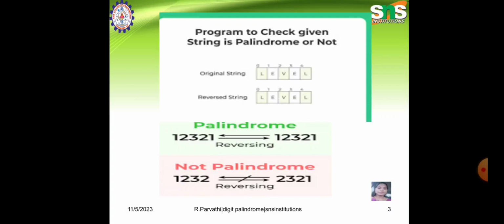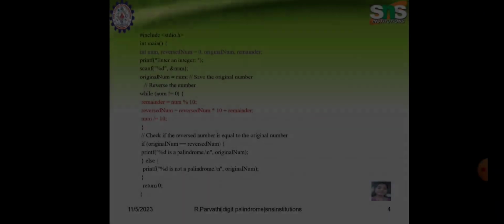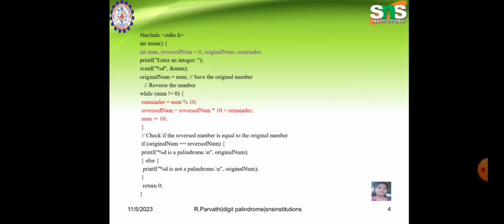For example, we will give 1 2 3 2 1. The reversed string of 1 2 3 2 1 is 1 2 3 2 1, so it is the same as the original digit, so it is called a digit palindrome. Another example is 1 2 3 2. The reversed digit of 1 2 3 2 is 2 3 2 1, that is not equal to the original digit, so it is not a palindrome. We will see the program.